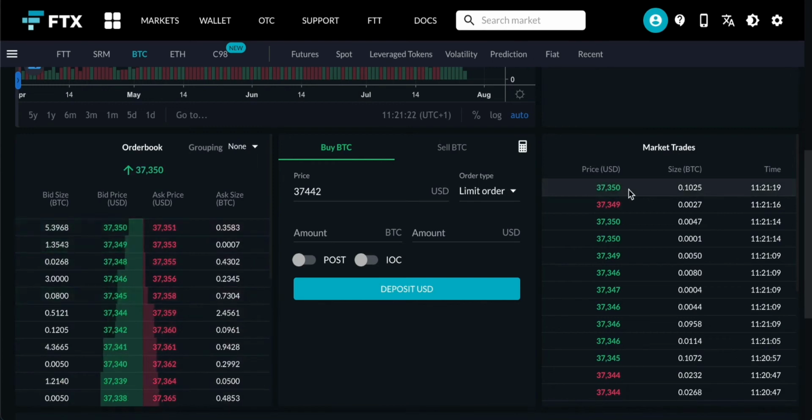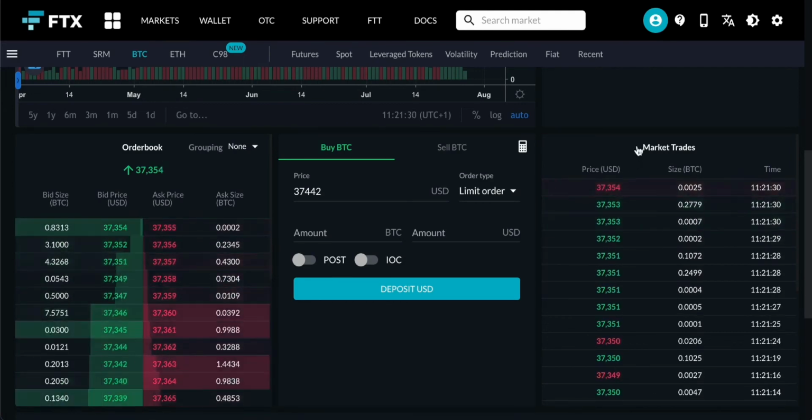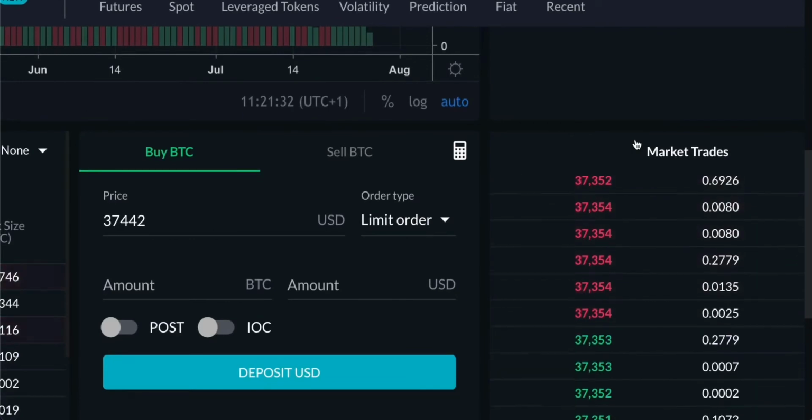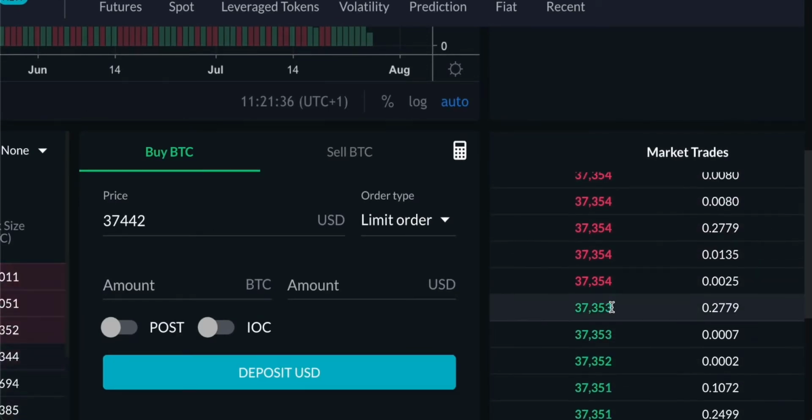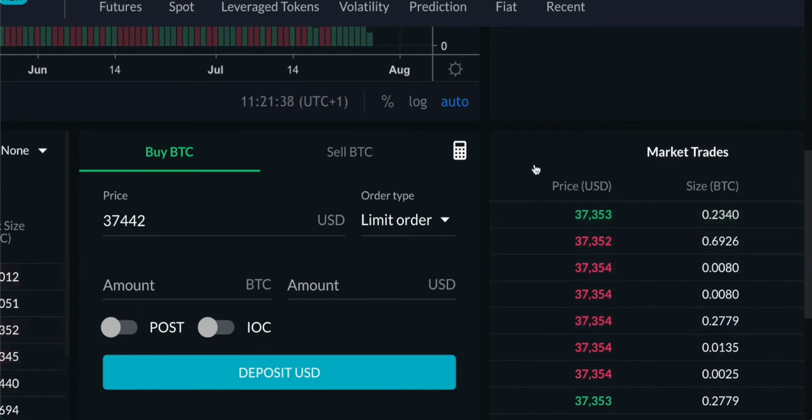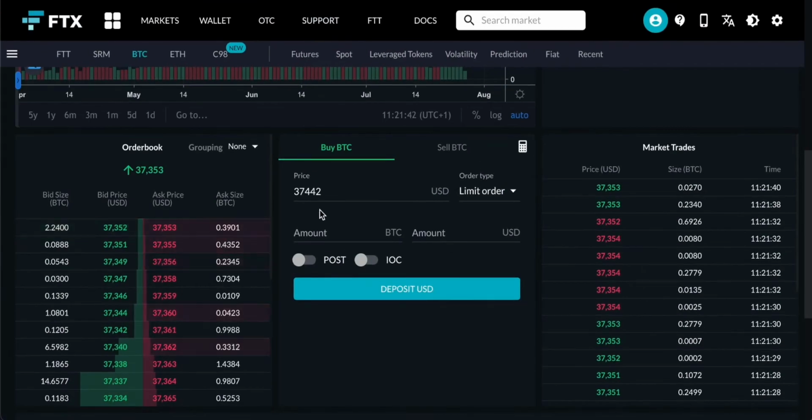On the right hand side, you can see market trades. These are actual trades that have gone through in BTC on the FTX exchange. So we can see that the current price for BTC is around 37,350. It's actually going up a little bit now. So it started off at 351, 352, 353, and then 354. So the price has just gone up a teensy bit since we've been talking about the price.